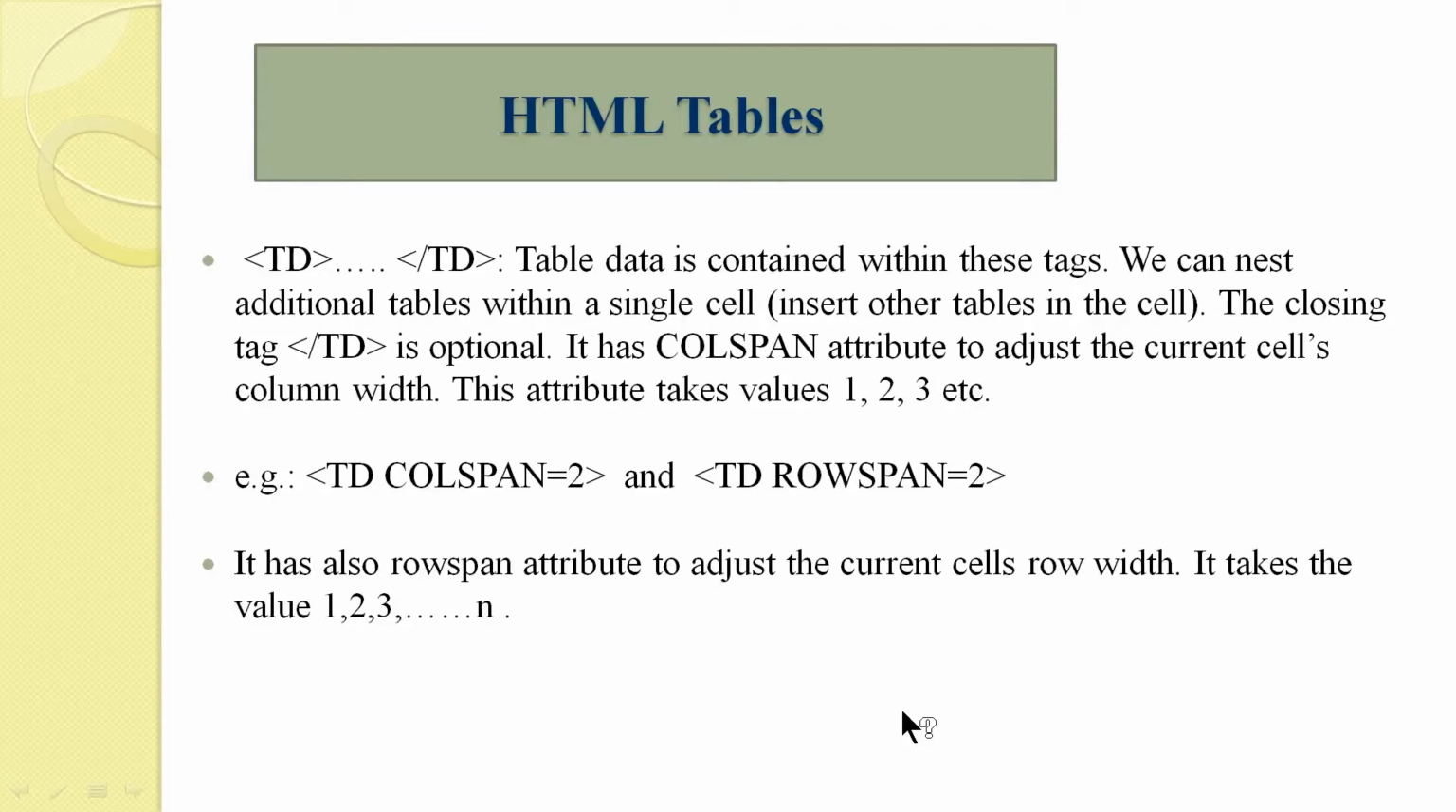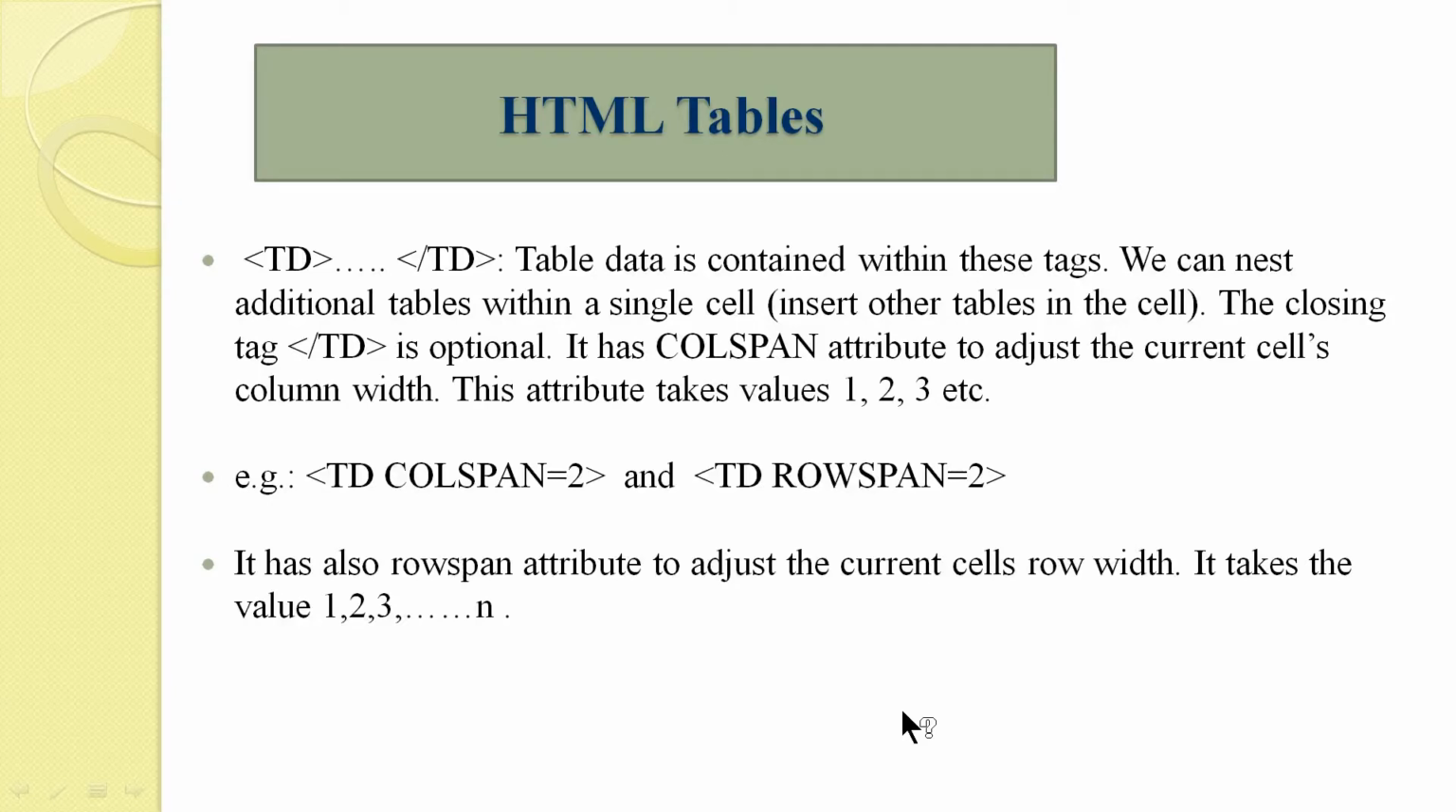Apart from nesting, we can even change the color of a particular cell. We can also align the content of a particular cell. The default alignment is left. Not only this, we can even merge columns or rows.